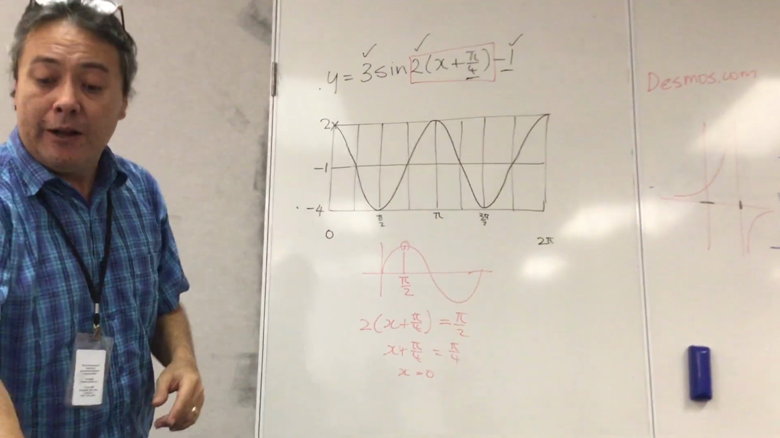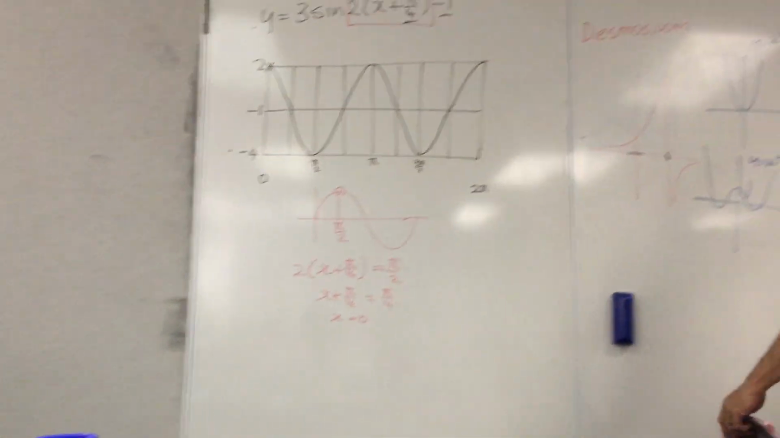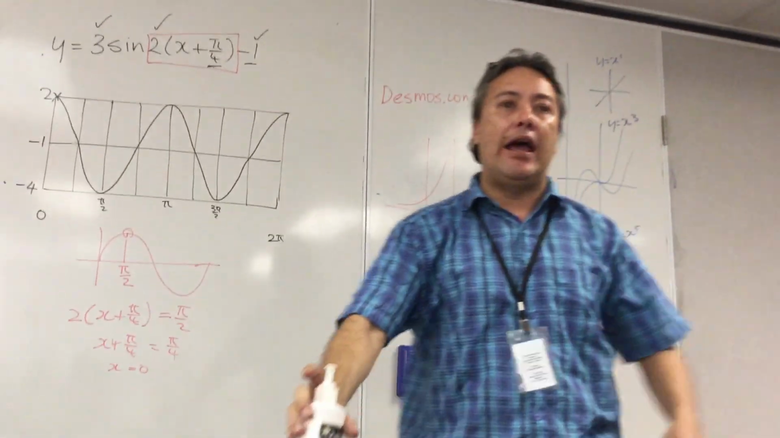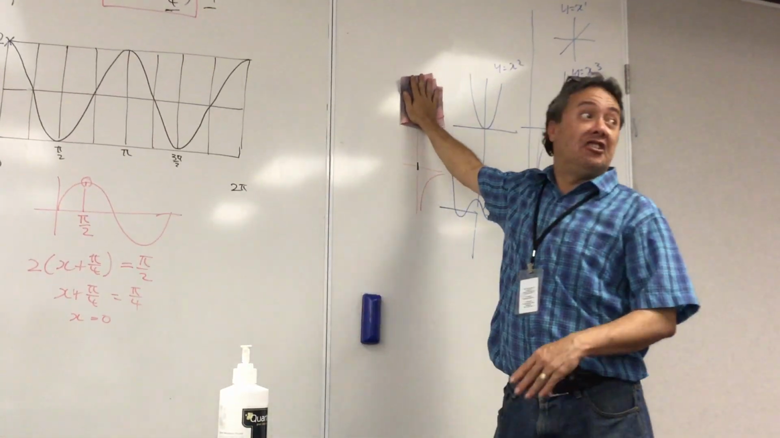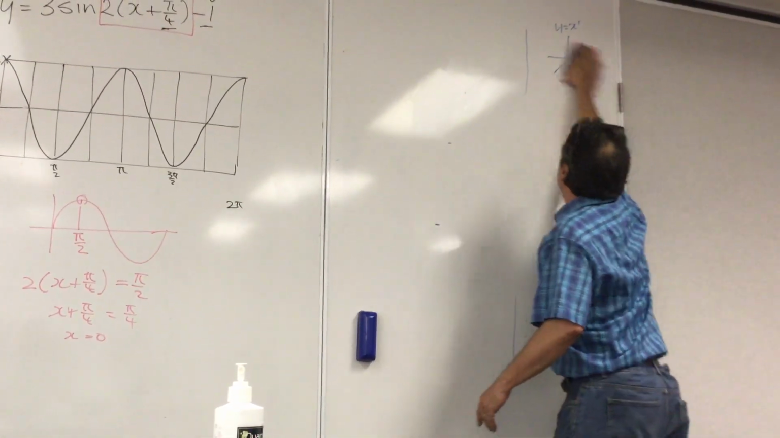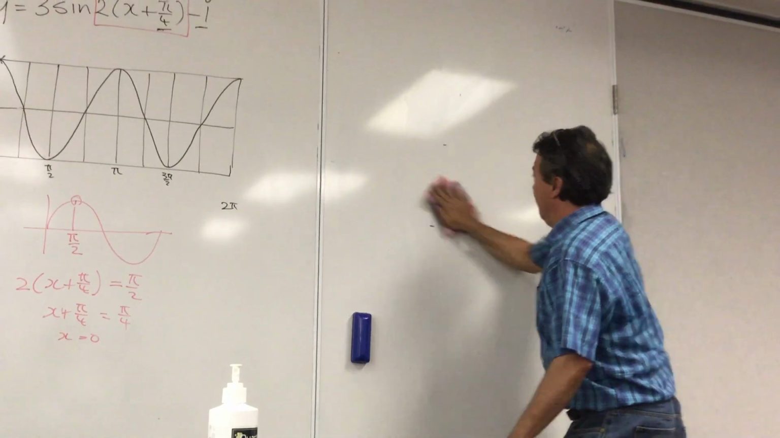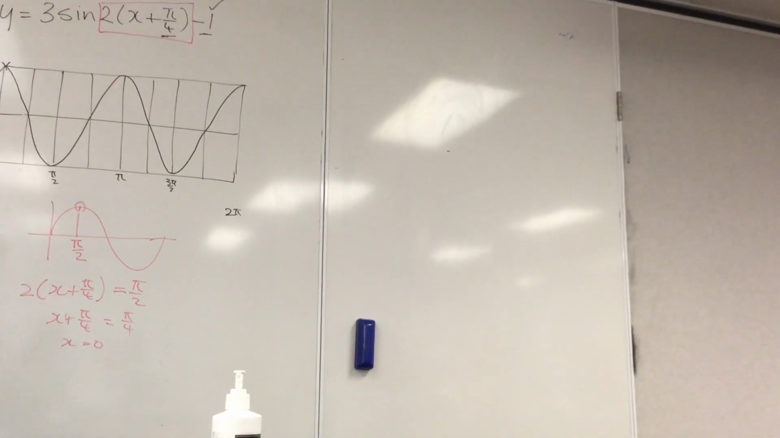Now, if it is cos, it's slightly different, and no one does tan. A lot of teachers cannot do tan. So, let's do the cos one.